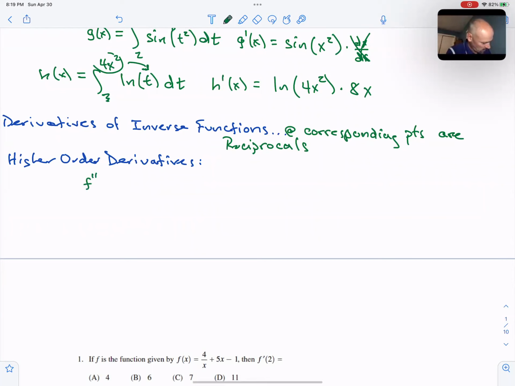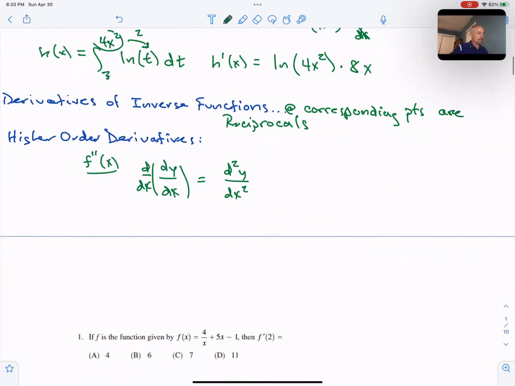Okay, higher order derivatives, we just need to make sure notationally we understand. Obviously, we can show the second derivative, f double prime. We can also show it this way. There's our first derivative, dy dx. If we take d dx of that, this is another notation for the second derivative. Okay. All right, let's go ahead and do some problems here.